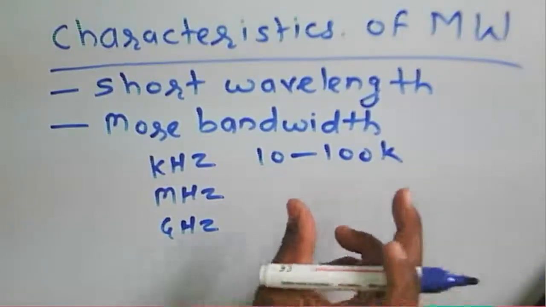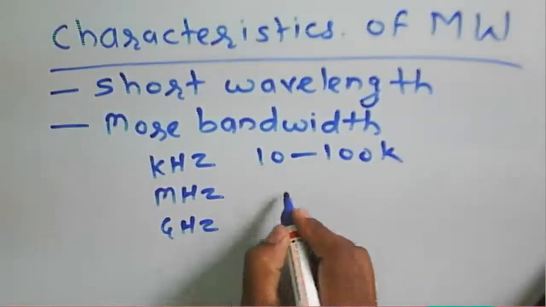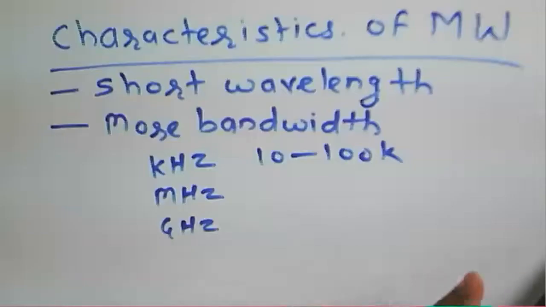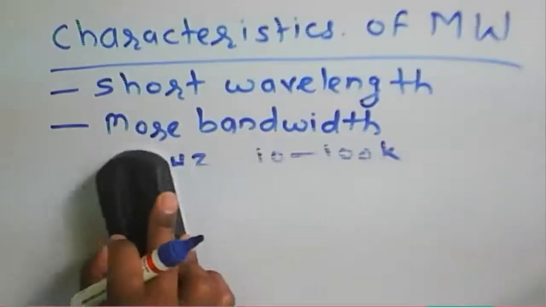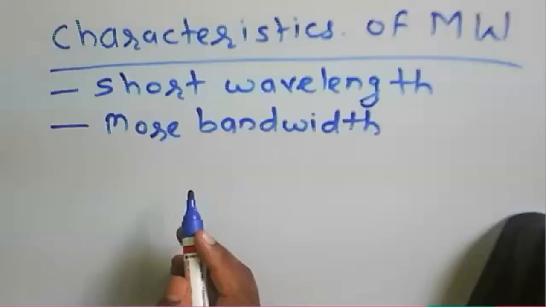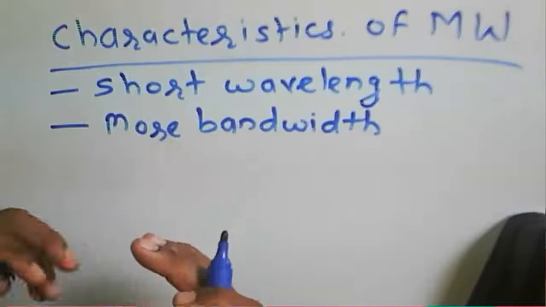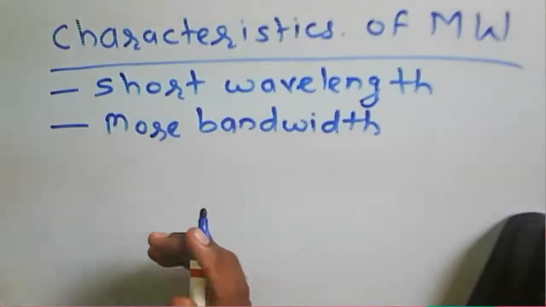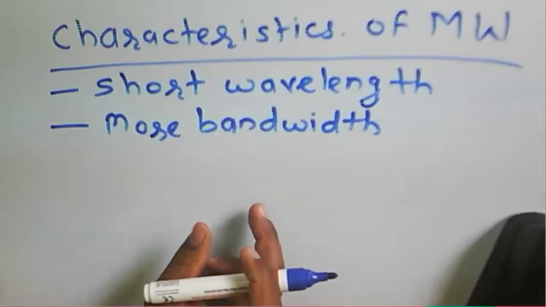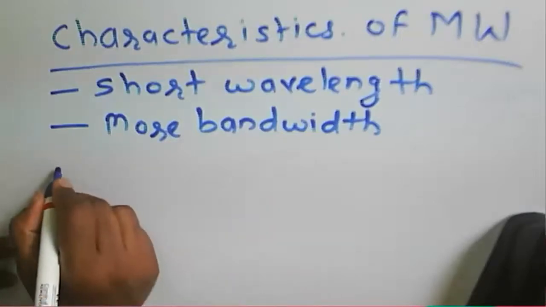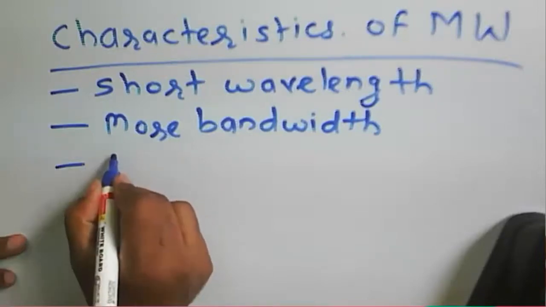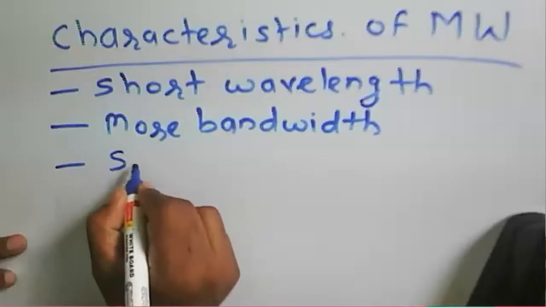So f2 minus f1 is 90K. If you consider the megahertz or gigahertz range, it would be 90 gigahertz. So that's why the bandwidth, if you consider that, will be large. So a characteristic of a microwave is that it has a more, or large, bandwidth of operation. Now next is about a small antenna size.